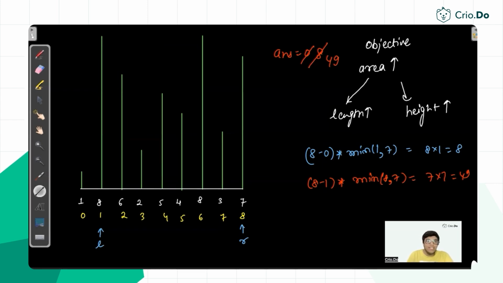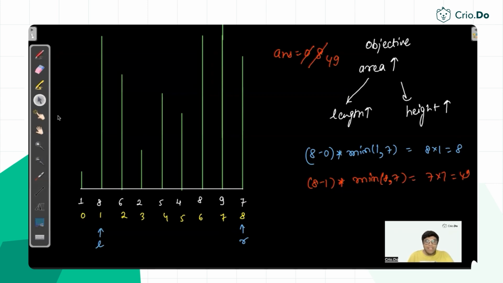But let's just change one of the values. Let's just make this also 8 height and try again. In that case, there might be a scenario where 7 minus 1 is 6, and 6 into 7 will not give me a better answer than 49. But let's make it 9. It might give me a better height. If this is 9 instead of 3, what will happen?